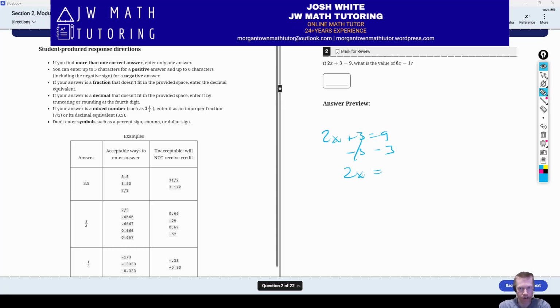So if we do that, we're just going to minus 3 on both sides and then divide by 2 on both sides, get x equals 3. So 6 times 3 minus 1, 18 minus 1 is 17. And that's our correct answer. That's what we would put in.